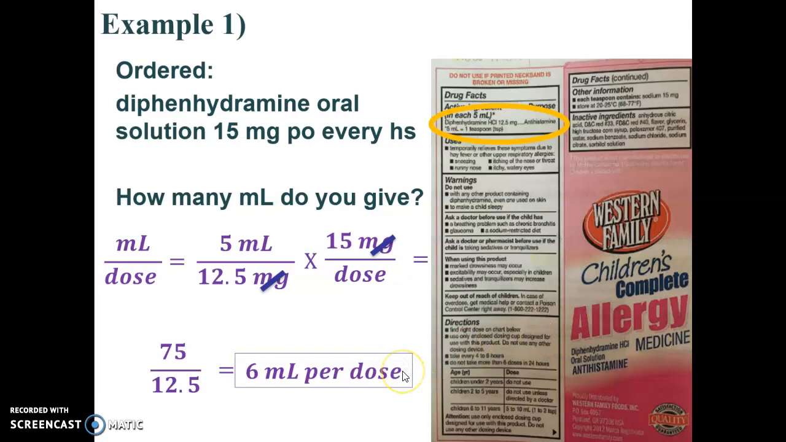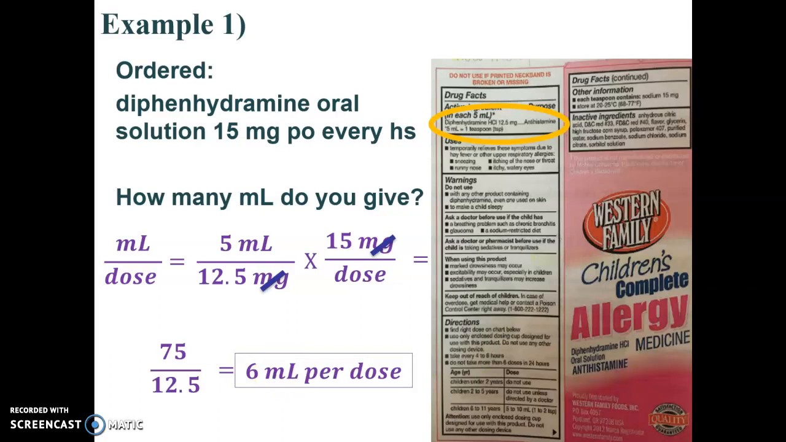Is it a good answer? Well, remember our estimation, we said that the 5 mil wasn't enough to get us to that 15 milligram, right? We said somewhere between 5 and 10 milliliters would be a good answer. And our 6 milliliters does fit into that. So yeah, we're pretty confident that we have the right dose there.